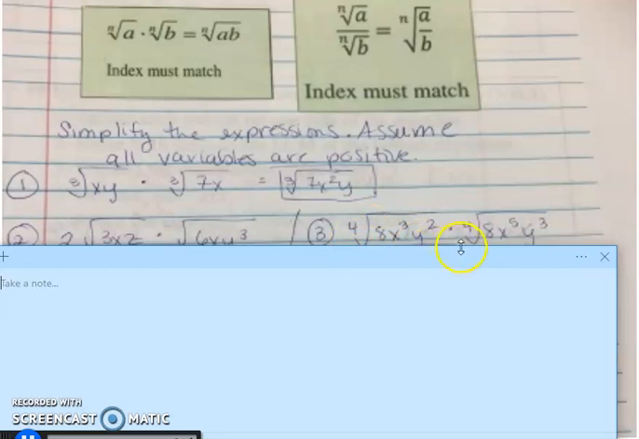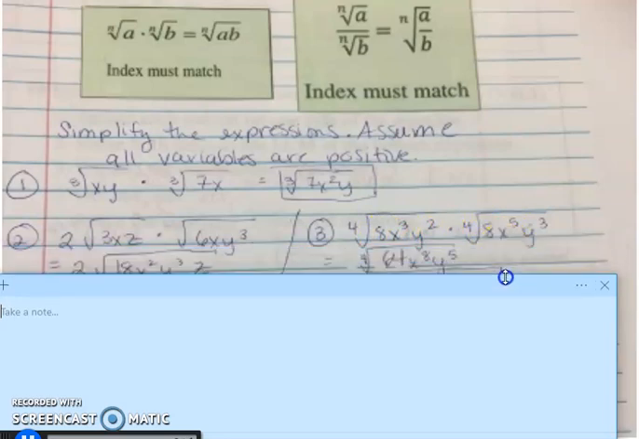We want to multiply that by the 4th root of 8x to the 5th times y cubed. Same thing, we'll multiply 8 times 8 to get 64. We'll multiply x cubed times x to the 5th to get x to the 8th. And we'll multiply y squared times y cubed to get y to the 5th. The reason we can do this is because you have an index of 4 that's the same. If these indexes were different, then you would not be able to do this.